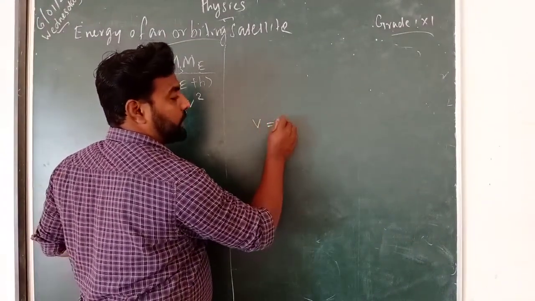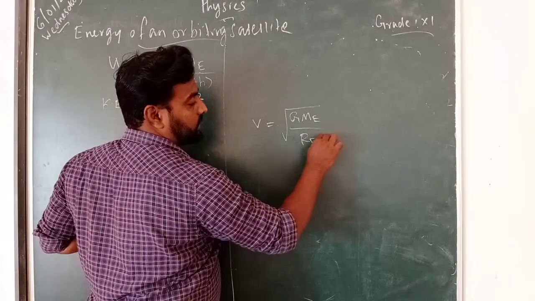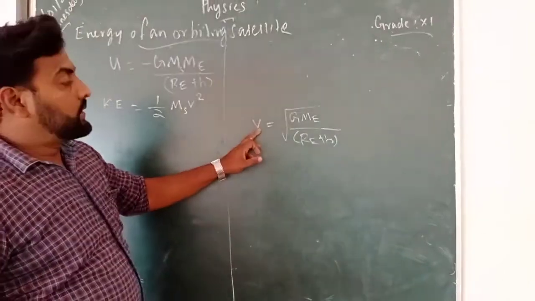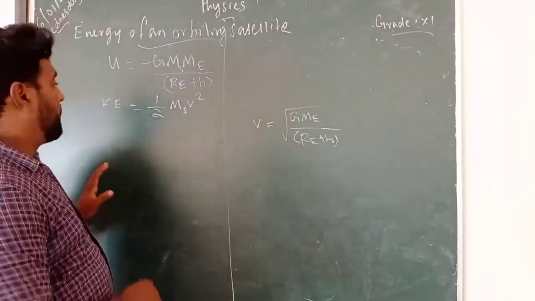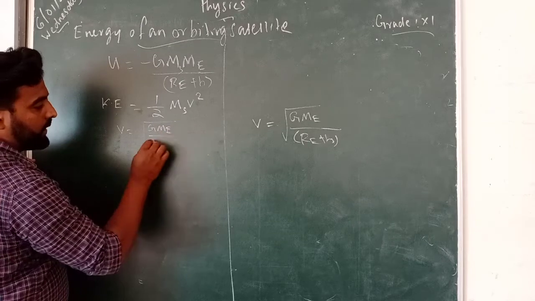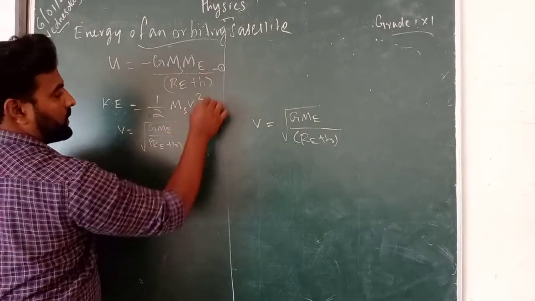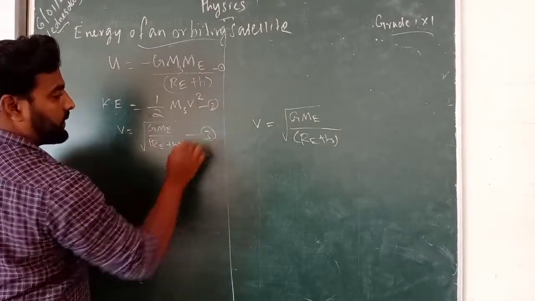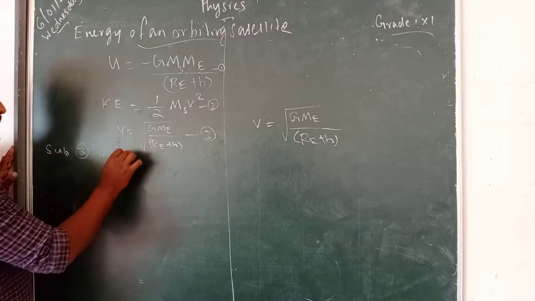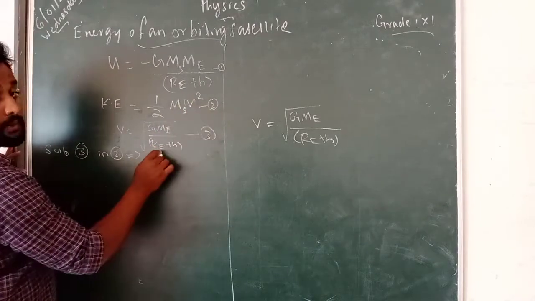Orbital speed. Orbital speed is root G M_e by R_e plus H. So v is equal to root G M_e by R_e plus H. Take this as equation 1, this as equation 2, and this as equation 3. Now substitute equation 3 in equation 2. Instead of this v, we have to substitute this one.